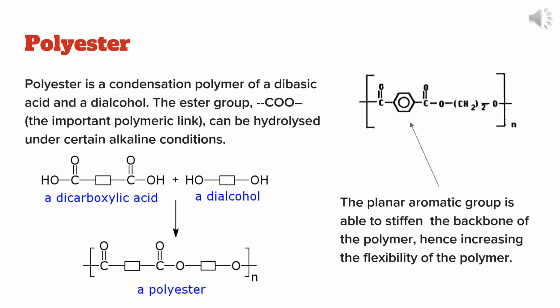Polyester is a condensation polymer of a dibasic acid and a dialcohol. The ester group, COO, can be hydrolyzed under certain alkaline conditions. The planar aromatic group is able to stiffen the backbone of the polymer, hence increasing the flexibility of the polymer.